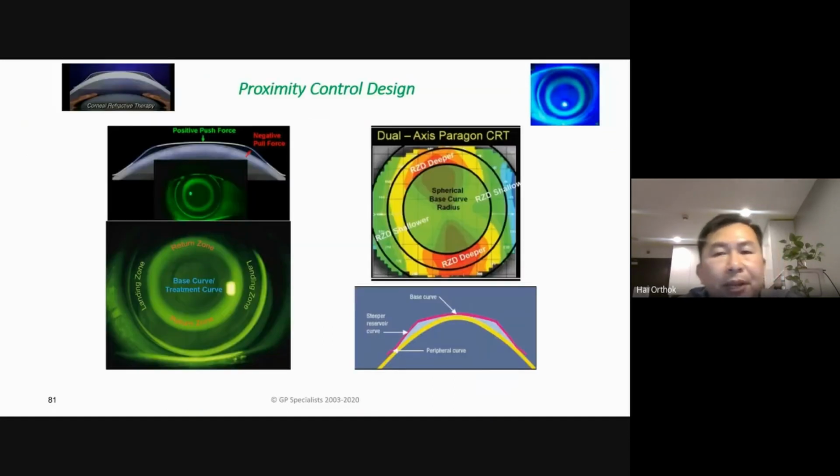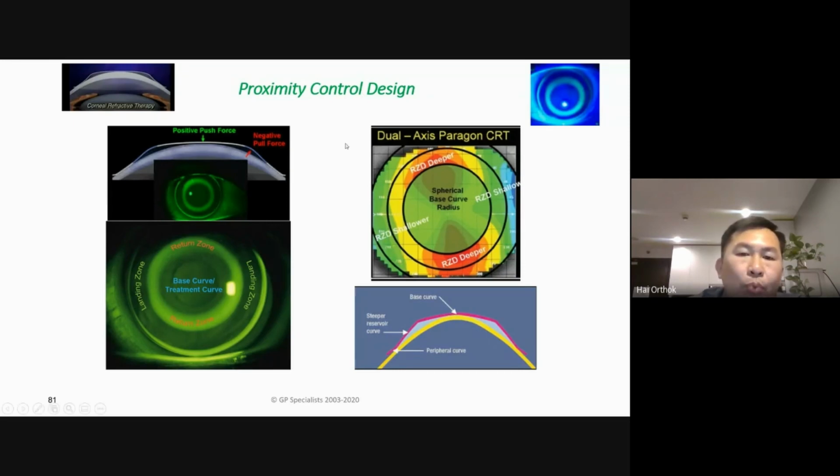Well, as we know, Paragon CRT is the safest design that we have globally. Why is it safe? Because it's very gentle. It reduces the height of the base curve, the alignment curve, or reverse zone, the return zone depth, in order to provide touching on the cornea slightly and gently.